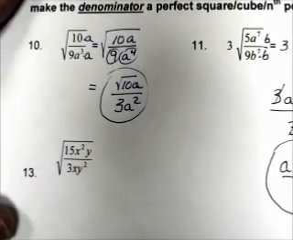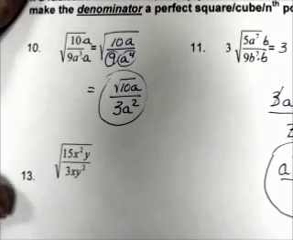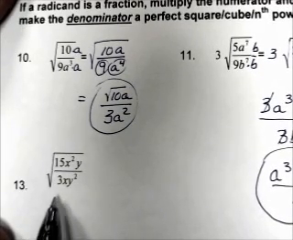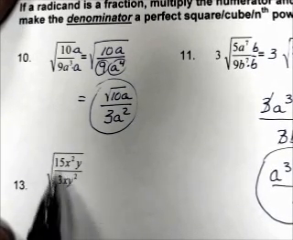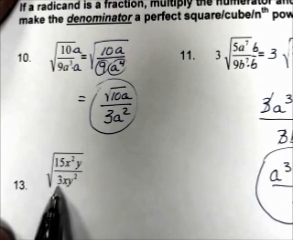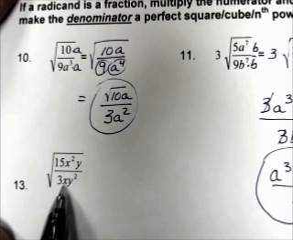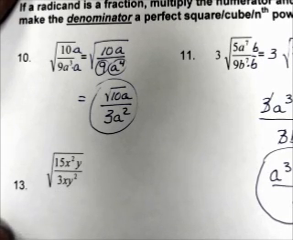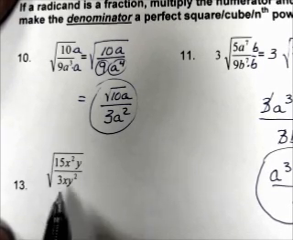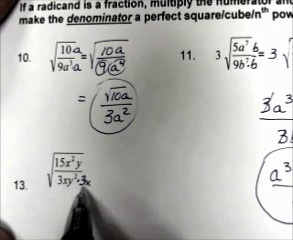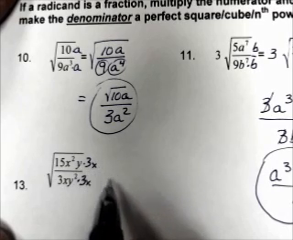And lastly, number 13. More than one way to do these at times. For number 13, yes, we could just divide right there because 15 divided by 3 would be 5. And then we would just have to worry about the x here. Let's suppose we didn't notice that, though, and let's suppose we simply multiplied by 3x to bring this up to a perfect square in the denominator.